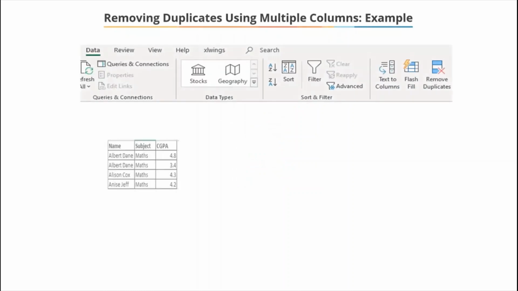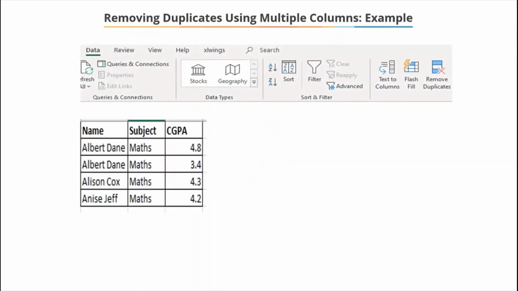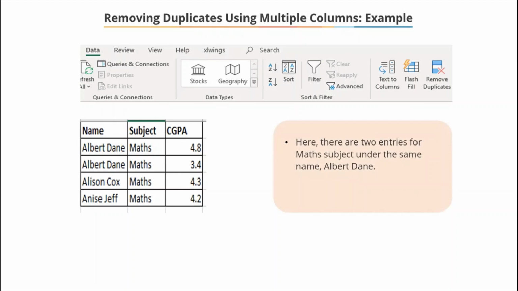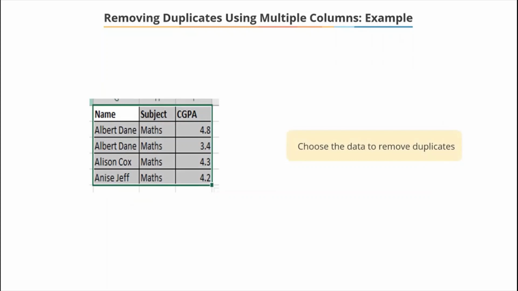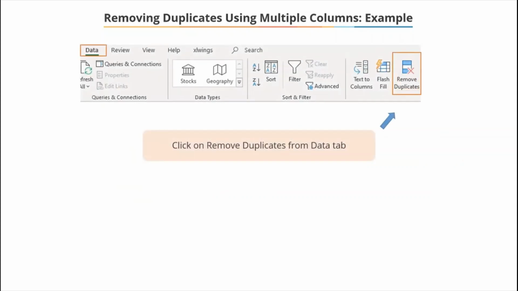Let us consider the following dataset as an example for removing duplicates with multiple columns. Here, there are two entries for math subject under the same name Albert Dane. When removing duplicates for this, only the first row is retained. Let us choose the data to remove duplicates. Now, click on Remove Duplicates from the Data tab.